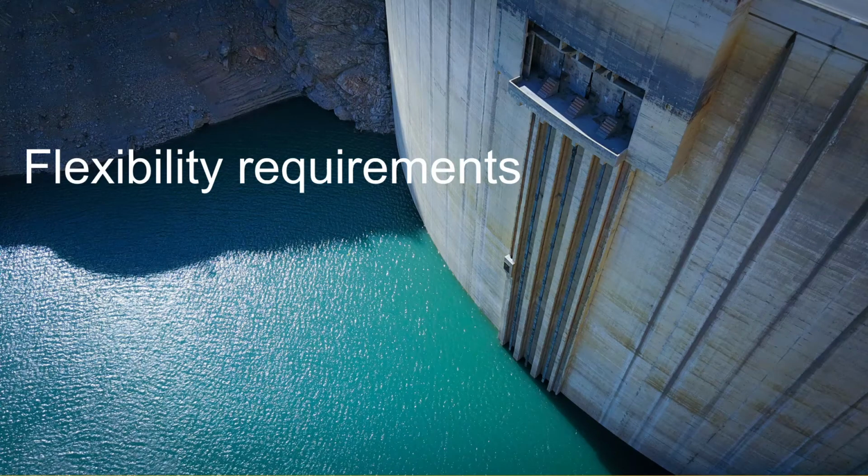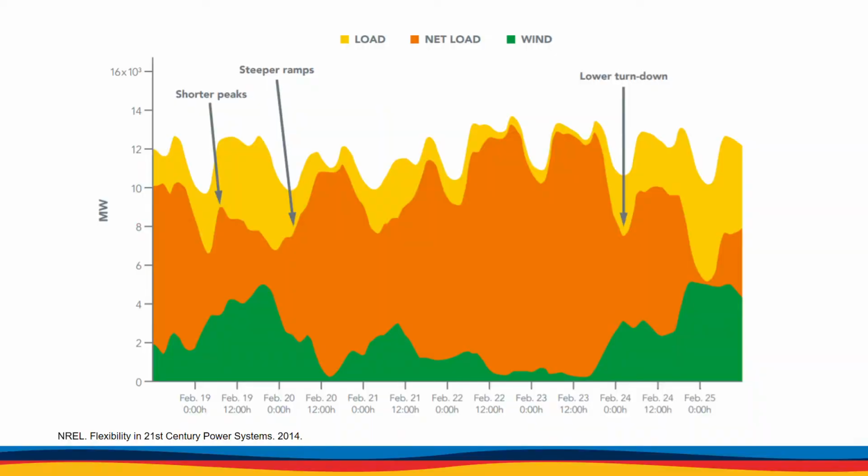All of this shows that we need greater flexibility in our power system if we plan to decarbonize through the integration of renewables. Looking at this figure from the National Renewable Energy Lab, it shows some flexibility impacts due to variables, in this case wind generation. Here we can see steeper ramps and turndowns, which is the rate of increase or decrease in dispatchable generation to follow changes in demand and VRE generation. We also see shorter peaks resulting in fewer operating hours for conventional plants.